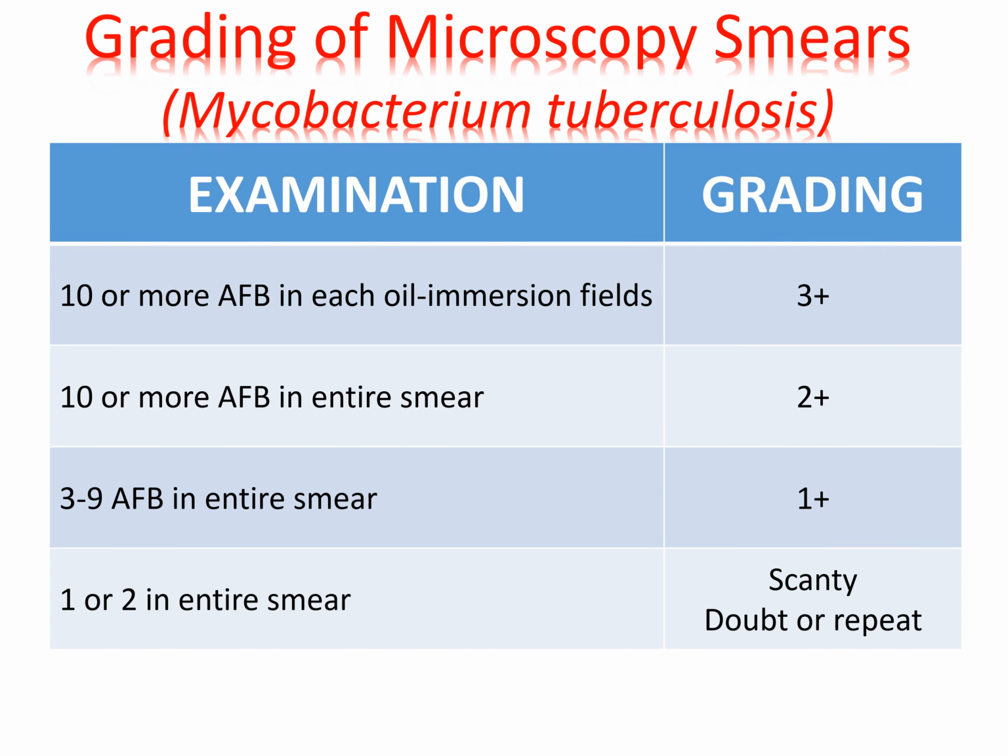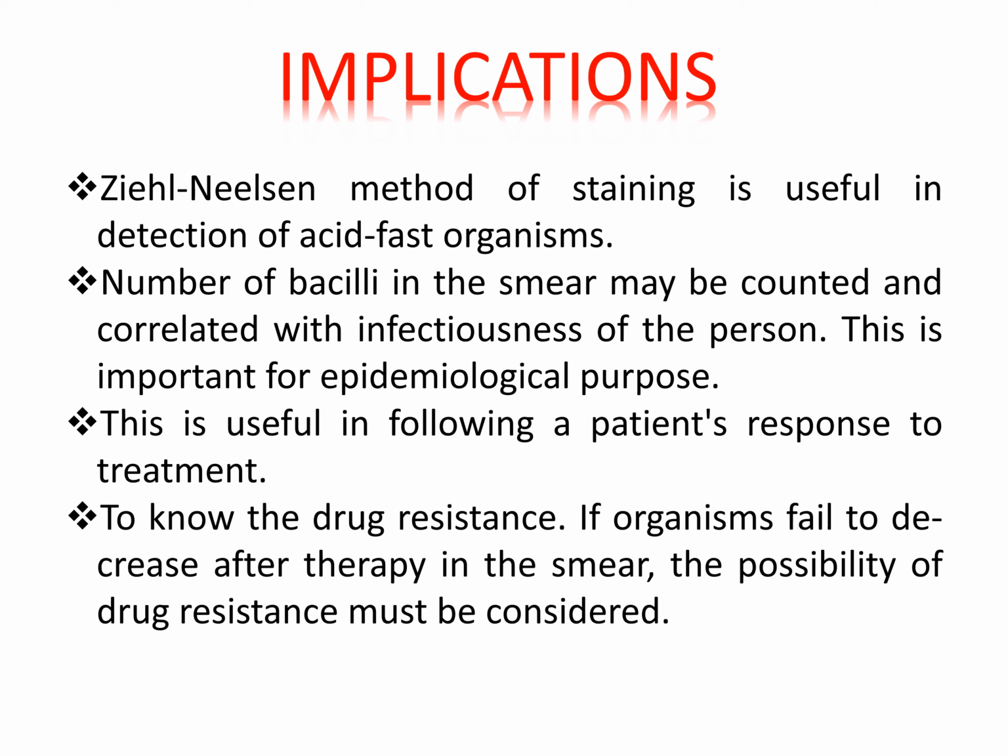Grading of microscopy smears for Mycobacterium tuberculosis. If we see 10 or more AFB in each oil immersion field, that will be 3 plus. 10 or more AFB in the entire smear will be 2 plus. 3 to 9 AFB in the entire smear will be 1 plus. If we see only 1 or 2 AFB in the entire smear, that will be scanty, or repeat the smear.